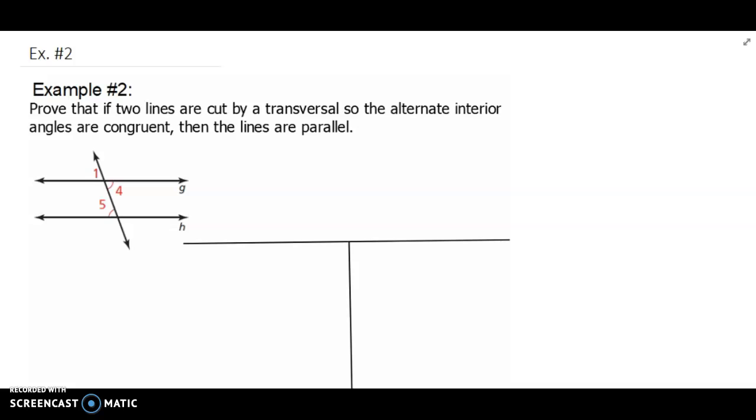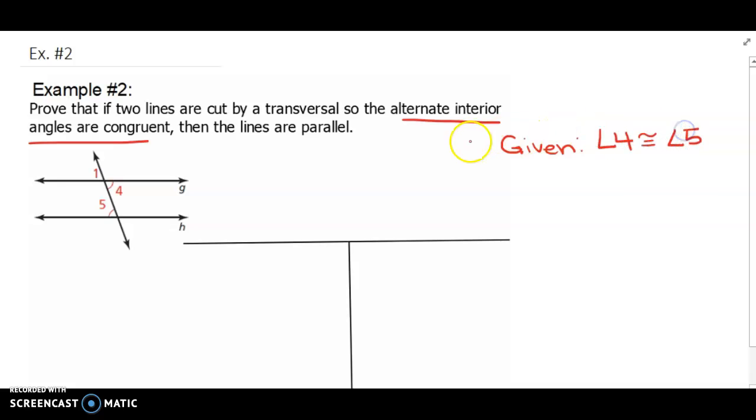All right, let's look at a proof now. It says, prove that if two lines are cut by a transversal so that the alternate interior angles are congruent, then the lines are parallel. So we're given that the alternate interior angles are congruent. In this case, that's angle 4 is congruent to angle 5. We're given that angle 4 is congruent to angle 5.